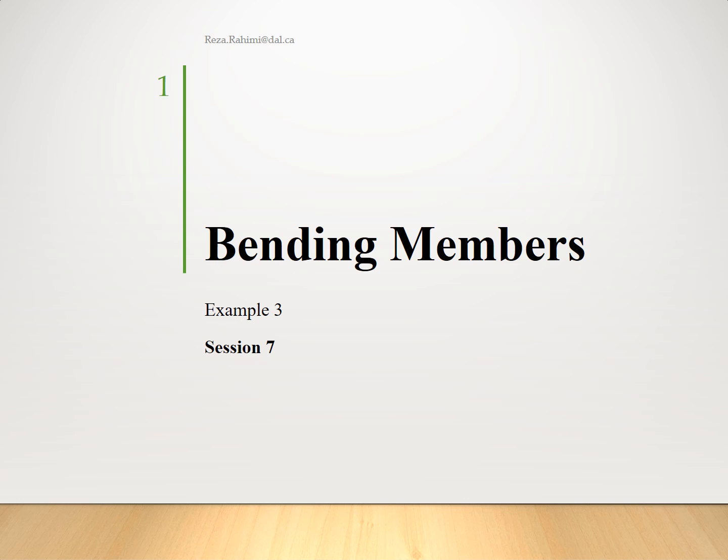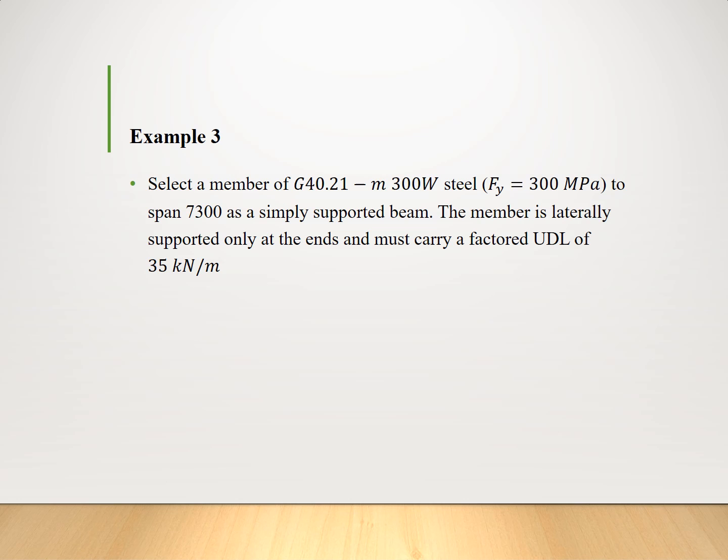In this session, we're solving an example on laterally unsupported members. In this example, we're going to design a simply supported beam which can carry 35 kilonewton per meter as a UDL, and the yield strength of the steel is 300 megapascal.